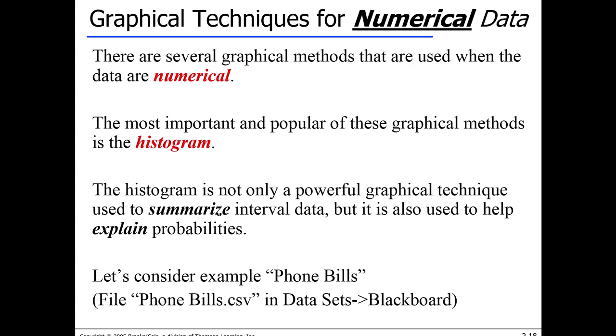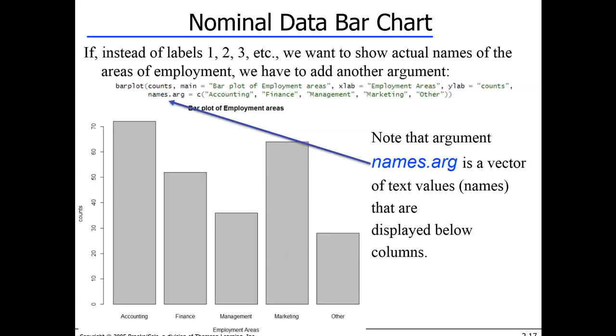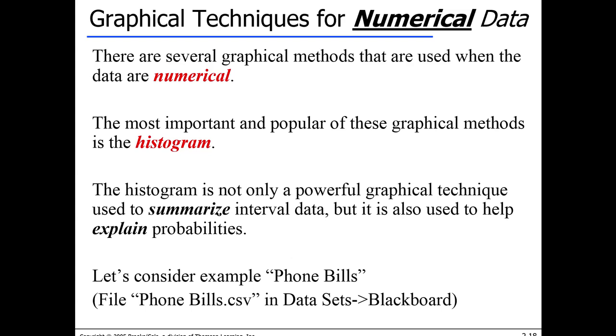The difference between numerical data and our previous data set that we looked at is pretty big. In the data set about the employment, the only possible responses in my file could be 1, 2, 3, 4, 5: accounting, finance, management, marketing, or other. There was nothing else. So I could create a very nice looking summary because there are only 5 possibilities.